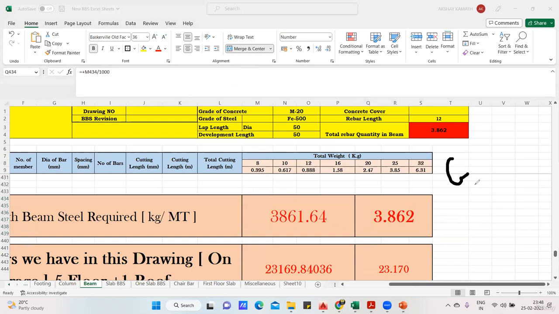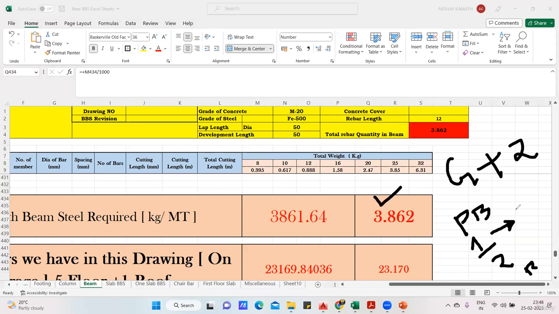So we are doing a G+2. That means we'll have a plinth beam, then the first floor will come, second floor will come, and also the roof will come. Again, in the first floor I'll require around 3.5 tons, in the second floor also 3.5 tons, and in the roof very little steel will be required, around 2 tons. So 3.5 plus 3.5 is 7, 7 plus 2 is 9. So another 9 tons extra will go.